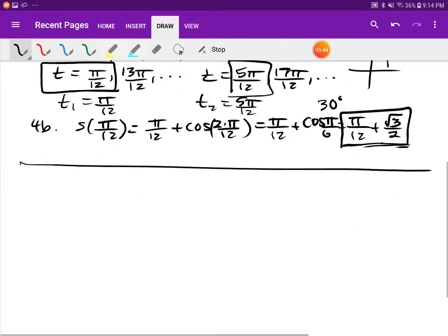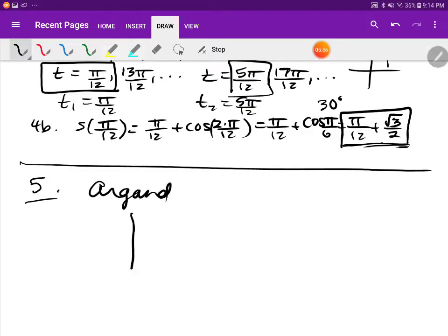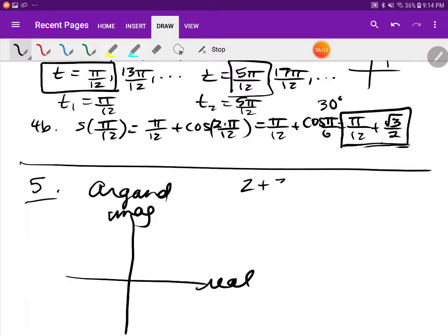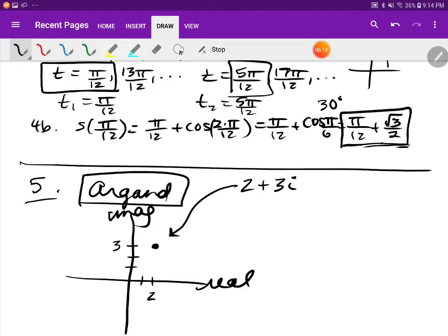Okay, so let's see. Number 5, it's only 4 marks, but it's weird. It's a square in an Argand diagram. An Argand diagram just means real and imaginary. When you graphed, say, 2 plus 3i in math analysis, you went over 2, you went up 3, you didn't put the i, you just put a dot, and that was how you graph it. That's what an Argand diagram means.